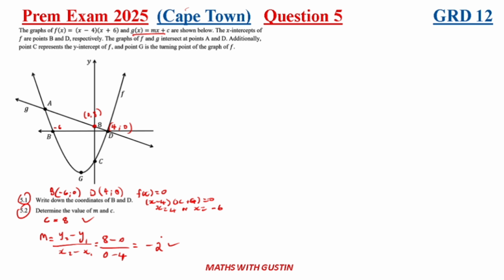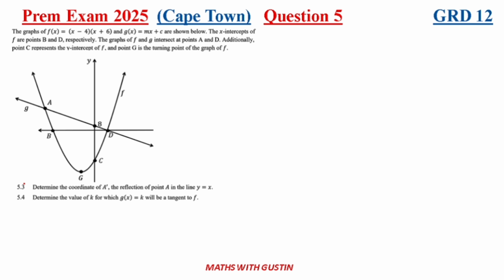Moving right along to 5.3. It says determine the coordinates of A', the reflection of point A in the line Z. This line lies right here, so the reflection of that will be somewhere there. We don't have the coordinates of A, so we must find the coordinates of A first before we can find its reflection.